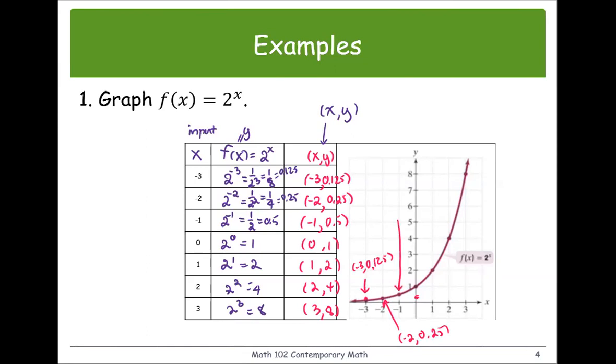And the next ordered pair, when x is negative 1, negative 1, 0.5, the function value is a half or 0.5. And then the intercept, this one is called the y-intercept. When x is 0, the y value is 1. The next ordered pair, when x is 1, y is 2. When x is 2, y is 4. When x is 3, y is positive 8.